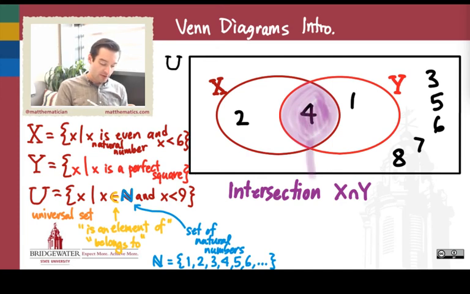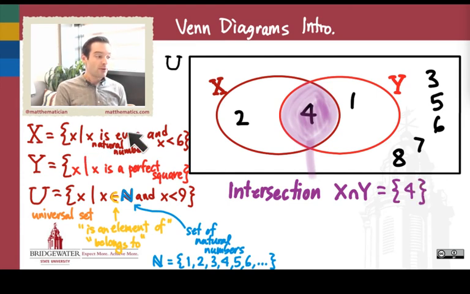So the intersection of X with Y, in this example, if we were to write out a roster for it, is the set consisting of the number 4. That's the only element which is both an even natural number less than 6 and a perfect square. So we call that the intersection. It's everything that belongs to X and also belongs to Y, simultaneously.